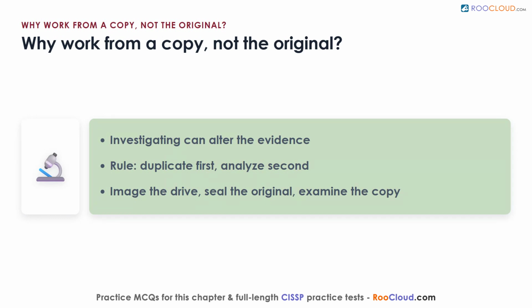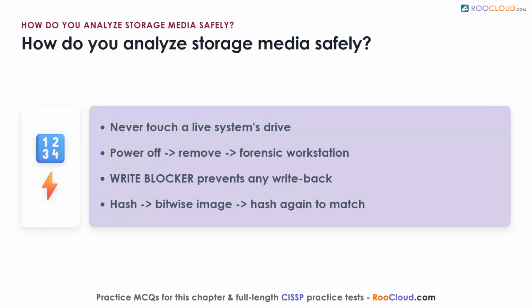original untouched behind glass. How do you analyze storage media safely? Media analysis is the extraction of information from disks, tapes, and optical media. The cardinal rule is to never touch a live system's drive. Instead, you power the machine down, remove the storage device, and attach it to a dedicated forensic workstation through a write blocker. A write blocker is a hardware adapter that physically prevents any data from being written back to the device. Then you calculate a cryptographic hash of the contents, create a bitwise forensic image, and hash that image to prove the two match. Think of the hash as a tamper evidence seal. If the numbers ever differ, you know something changed.